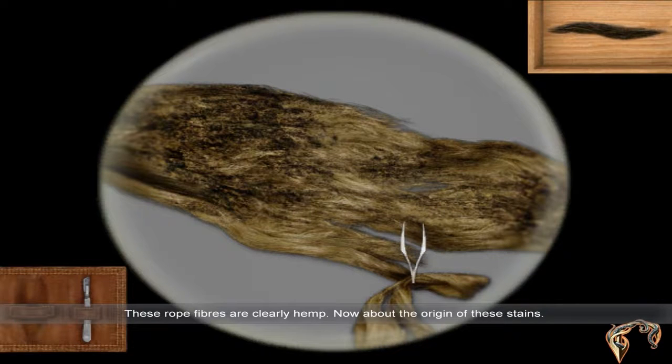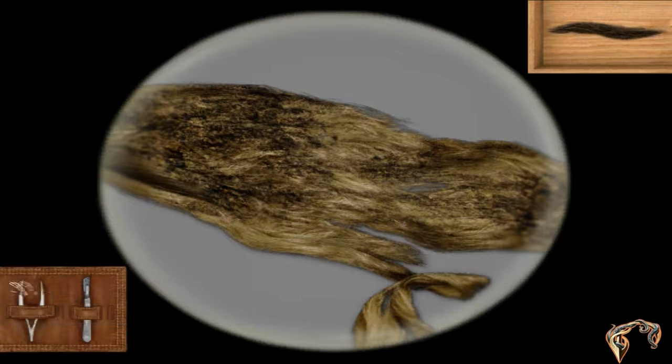Take some fibers. These fibers are clearly hemp. Now, about the origin of these stains. Hemp fibers, sure.